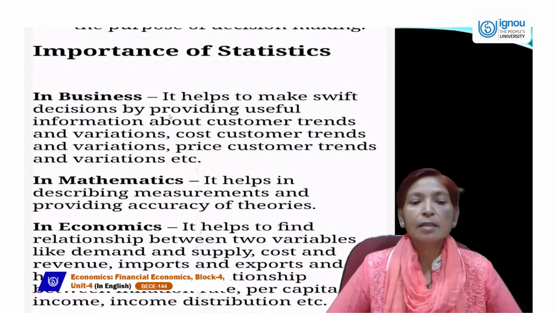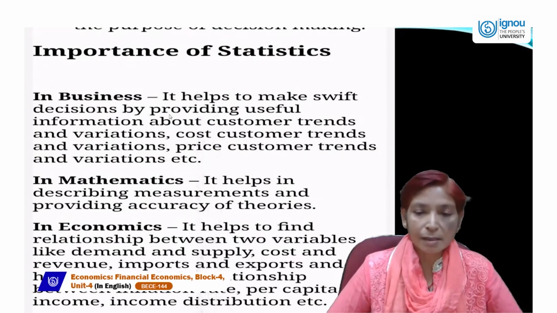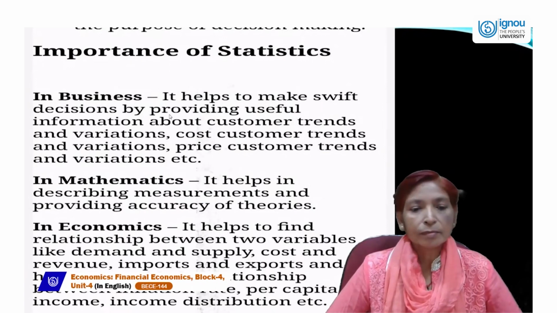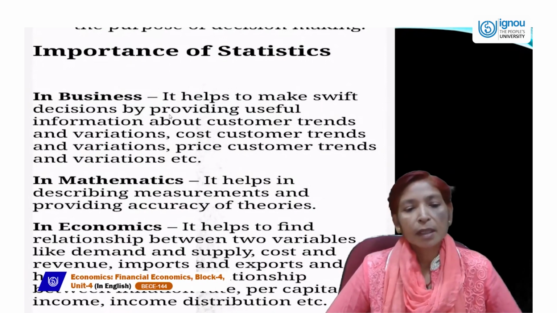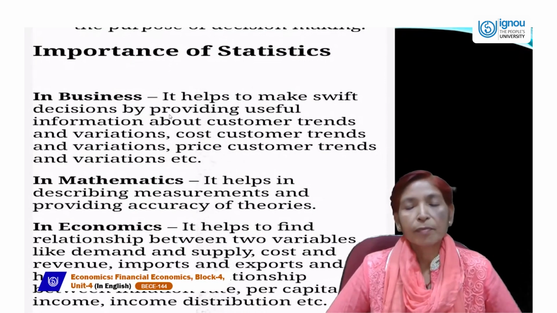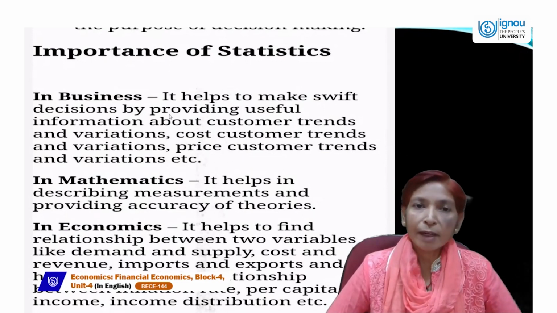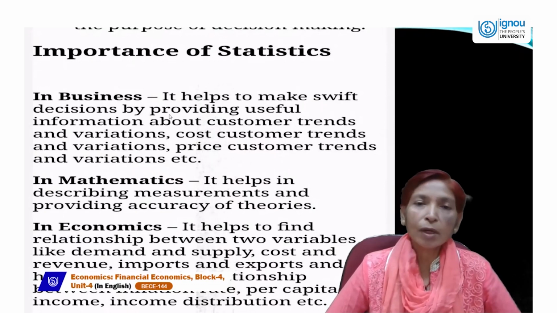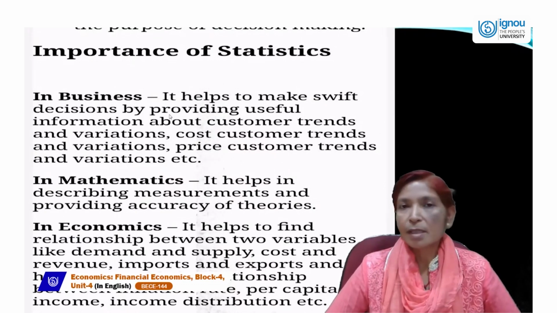So it helps to find the relationship between two variables like demand and supply, cost and revenue, imports and exports. It helps to establish the relationship between inflation rate, per capita income and social welfare, income and distribution, national income and standard of living of the country's people. We can explain the relationship between two variables with the help of correlation, and correlation is a tool of statistics.